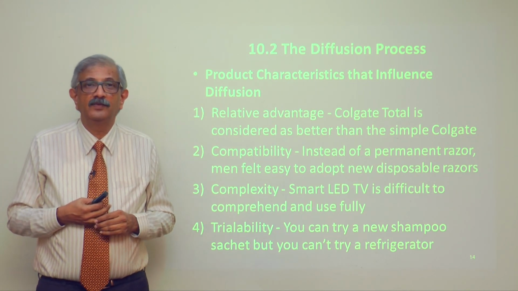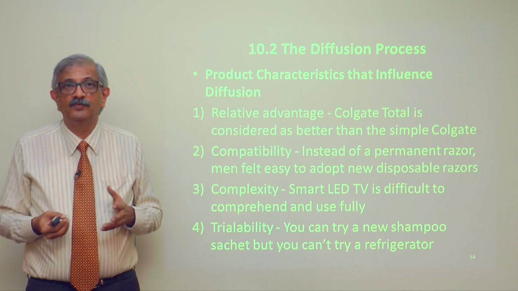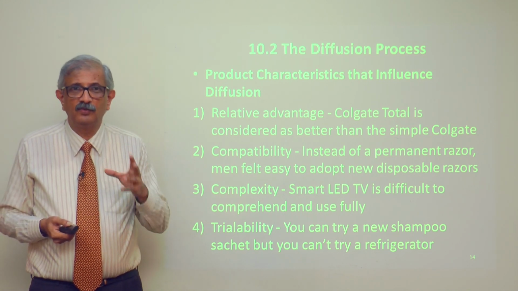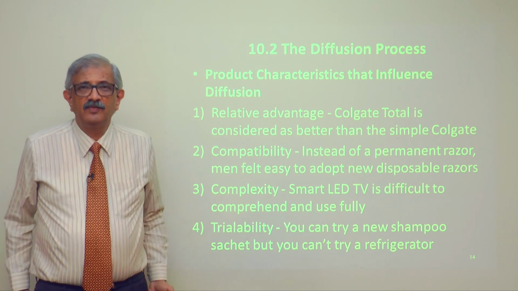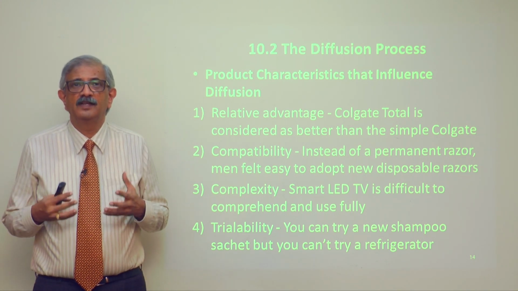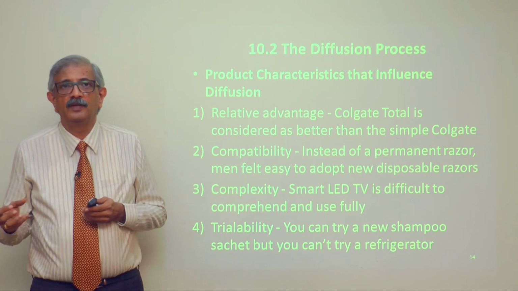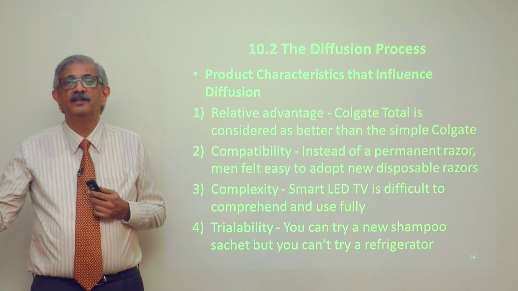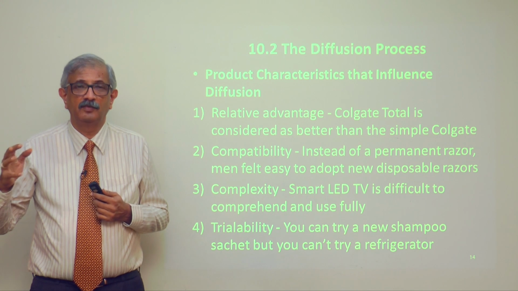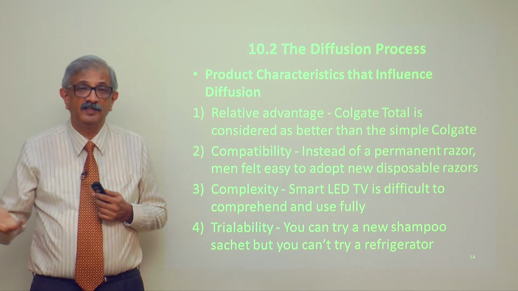So these are the product characteristics that influence diffusion, and we are trying to understand those five parameters. Relative advantage: I've given you the example straight away. Colgate Total is considered better than the simple Colgate. So there's a relative advantage. Colgate Total takes care of different types of teeth-related problems, especially for middle-aged and senior citizens.